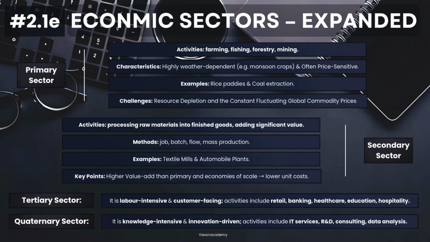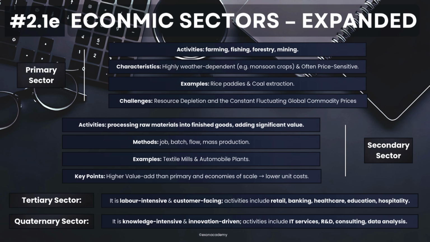These activities depend heavily on weather, seasons, and resource availability. Crops can fail if rain doesn't come. Fish stocks can be overfished, and minerals eventually do run out. People who work in this sector also face the ups and downs of global commodity prices, which change with supply, demand, and exchange rates. For example, coffee farmers can struggle when world prices drop, and timber companies must replant forests and follow environmental rules. The secondary sector turns raw materials into everyday goods.